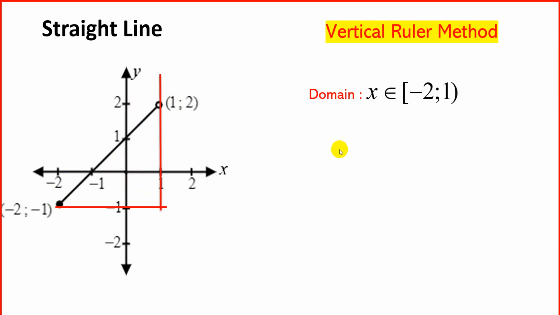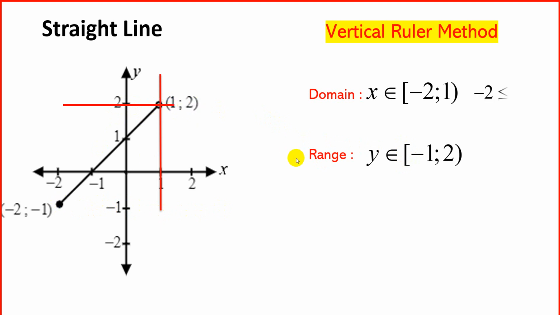So we can conclude that our domain is an x element starting at minus 2 on the x-axis and ending at 1 on the x-axis. Includes minus 2, so we use a square bracket. Does not include 1, round bracket. Looking at the range, we start at minus 1, we slide and go to 2, which tells us that y is an element of minus 1 on the y-axis to 2 on the y-axis. It includes minus 1 because we have a colored circle, and does not include 2 because we have an open circle.